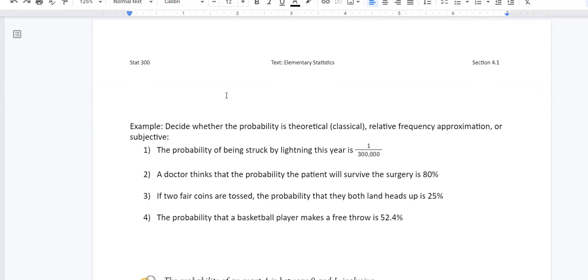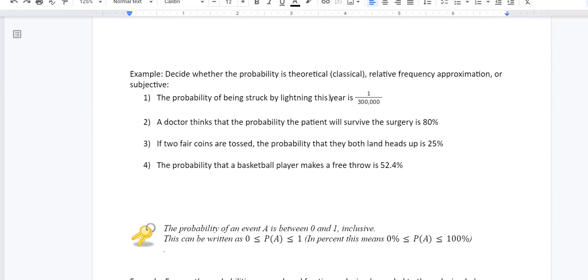So let's try an example. Decide whether the probability is theoretical, classical, right? The classical approach, relative frequency approximation, or subjective. So the probability of being struck by lightning this year is 1 in 300,000. So what would we say this is? So classical, relative frequency, or subjective?